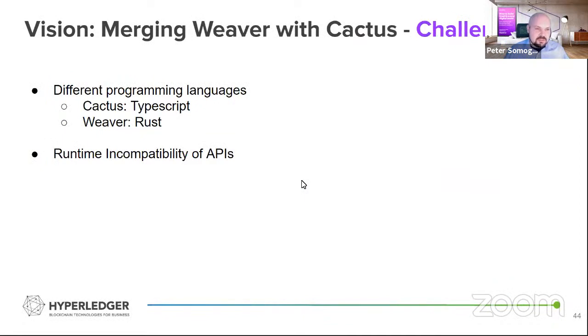And so the challenges, first and foremost, are that there are different programming languages that the two projects use. Cactus is written in TypeScript. Weaver relay is written in Rust. Obviously, drivers for the ledgers sometimes have to be written in different languages that the ledger itself mandates. But in this context, when I say Weaver, I mostly mean the Weaver relay for now. So that's written in Rust. And then there are also runtime incompatibilities of the APIs. Right now, if you take the Weaver relay, even if it was written in TypeScript, it wouldn't adhere to the Cactus plugin API surface in the sense that you could not load it into the API server as a plugin module.